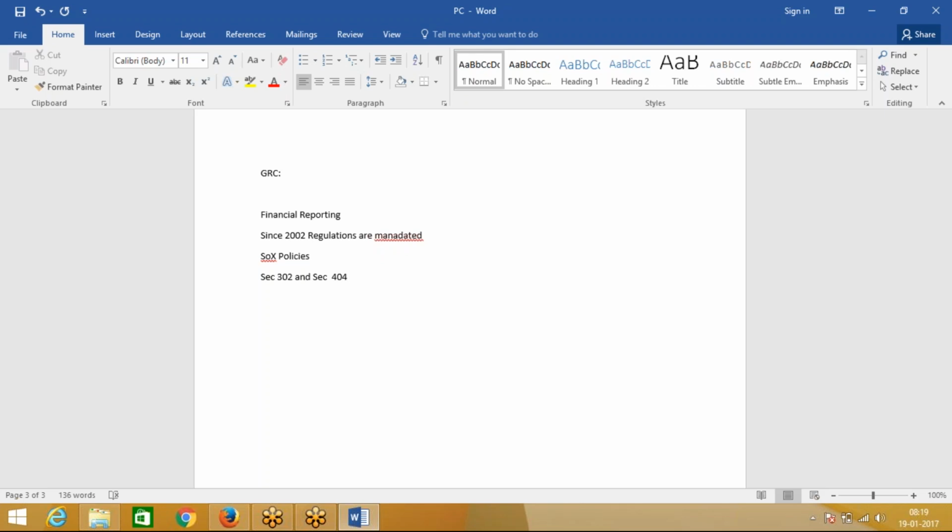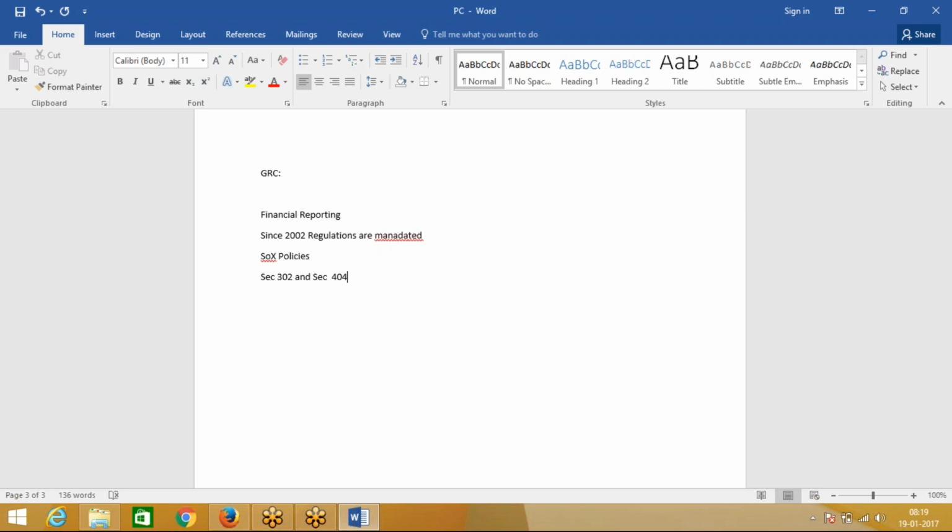Okay, so section 302 and section 404. These are the three sections they have brought into force, and every company that has invested public money, that means public limited companies, mandatorily has to follow these rules and regulations. They built such kind of rules. Section 302 and section 404 were related to the US government, not to India or any other country.